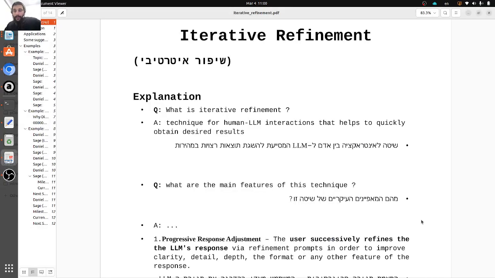Just a quick remark before we move on to the examples. In order to make the conversations a little bit less formal and a bit more fun, I will use the name Daniel for the human and the name Sage for the LLM.